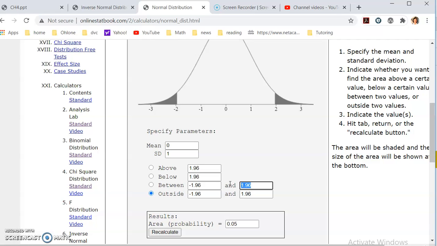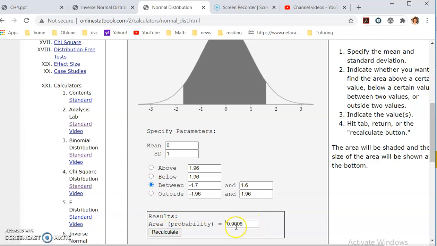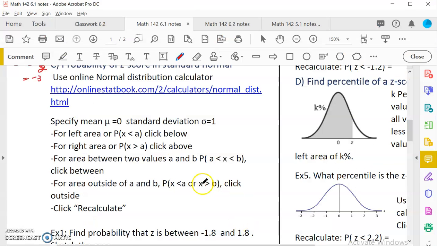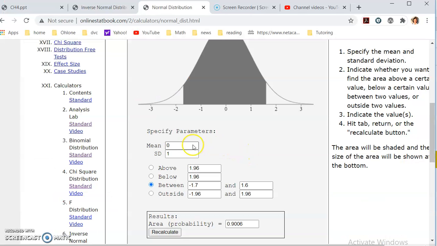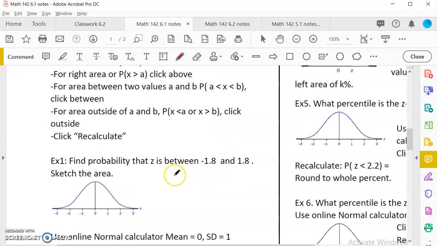So you can say 1.6 and -1.2, 1.7, and then do recalculate. Okay. Oh, we have to say in between first. Recalculate, then you'll get the answer. Okay. So remember to recalculate, and you pick above, below, between, or outside. So it depends on the graph of z that you're talking about. So I'm going to stop here, and I'll do the example in the next video.